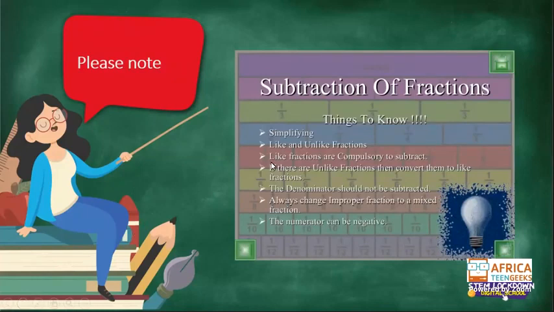All right, for subtraction, it is the same rules. You're simplifying, and you look at like and unlike fractions. Like fractions are compulsory to subtract, just like in addition. If there are unlike fractions, then convert them to like fractions, just like I've shown here in the addition. The denominators should not be subtracted. The same rule: always change improper fractions to mixed fractions. With subtraction, you must be aware that the numerator can be negative.